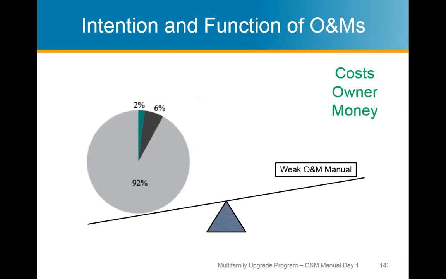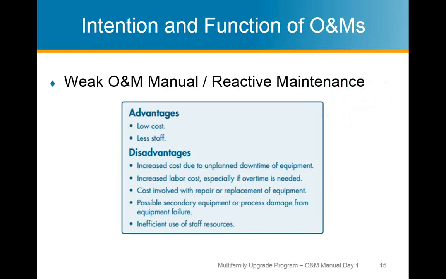And I'm representing that here with the teeter-totter concept. If we have a weak O&M manual, we're going to end up with the largest pie possible in terms of money that the owner is shelling out every year for operations and maintenance, costing them money, obviously. So I think that is commonly referred to as reactive maintenance. It has sort of the lowest hanging fruit in terms of advantages.